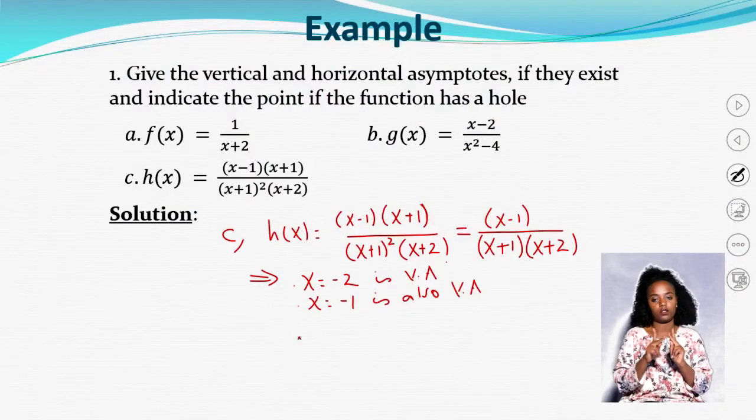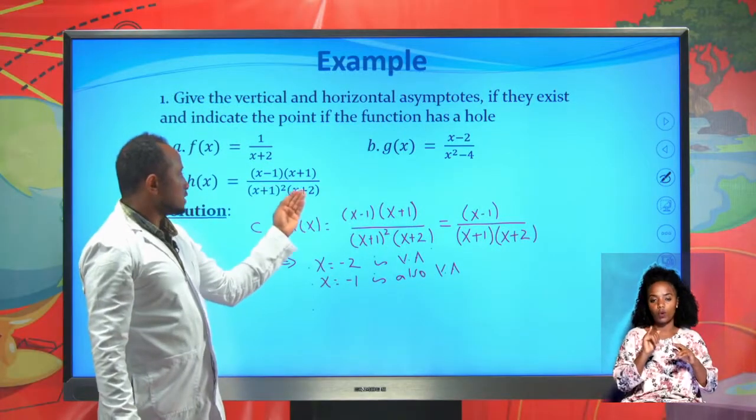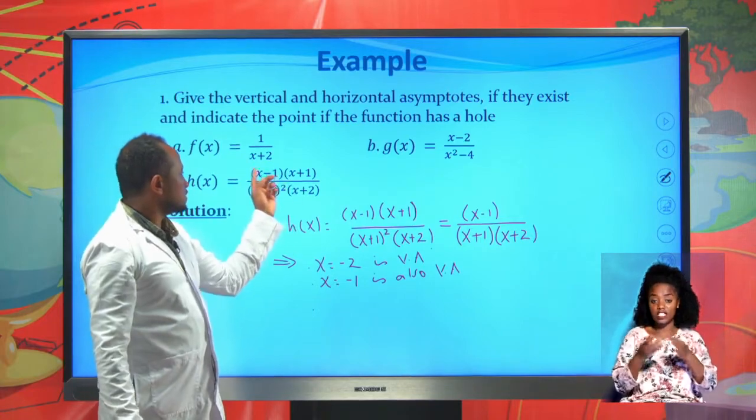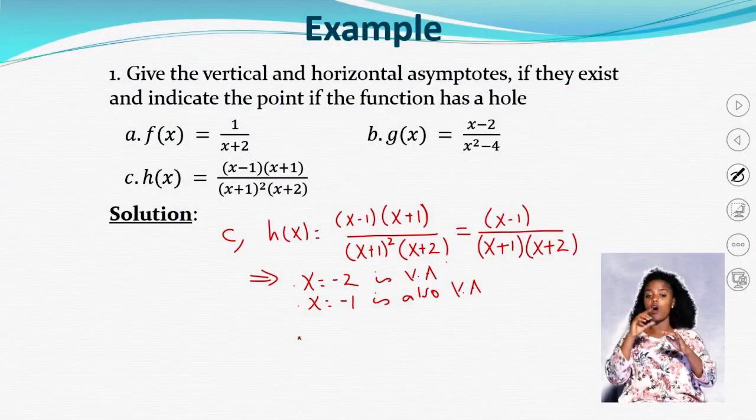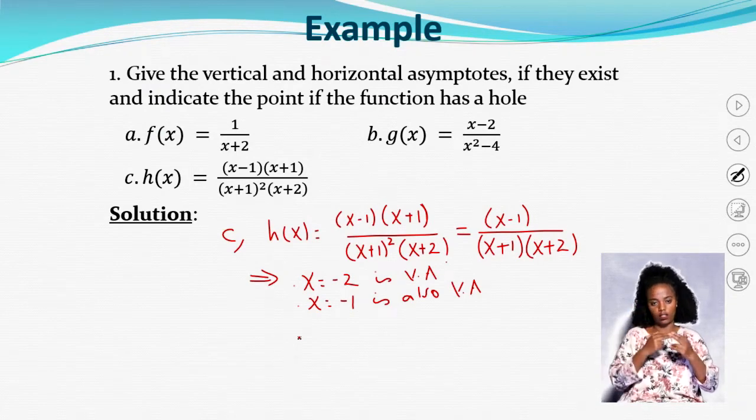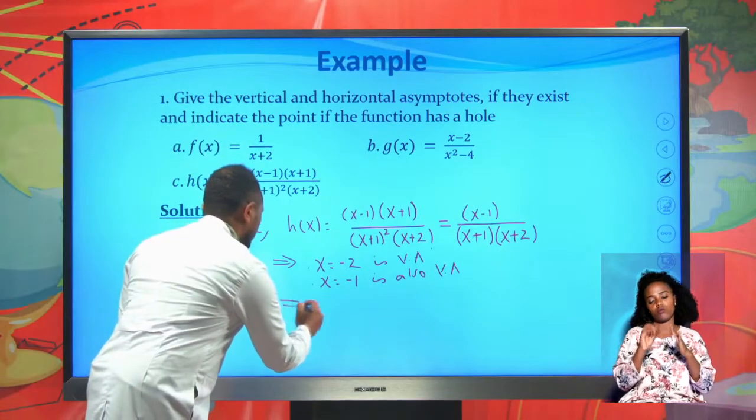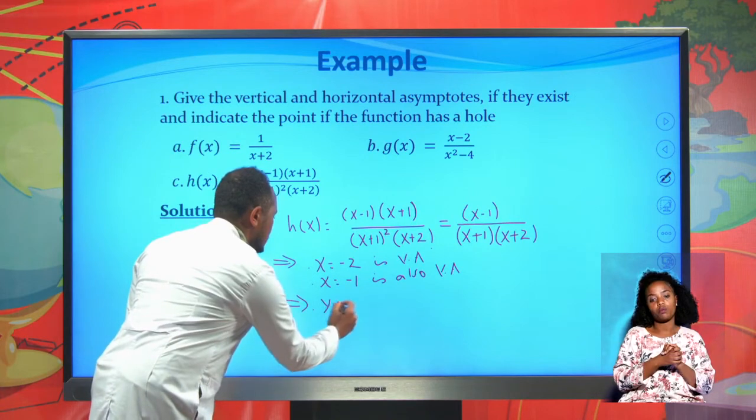Okay, what remains? Horizontal asymptote. The degree of the numerator, the product of x terms, is 2. Here, x squared times x, the degree is 3. So the degree of the numerator is less. In this case, the horizontal asymptote is y equals 0.